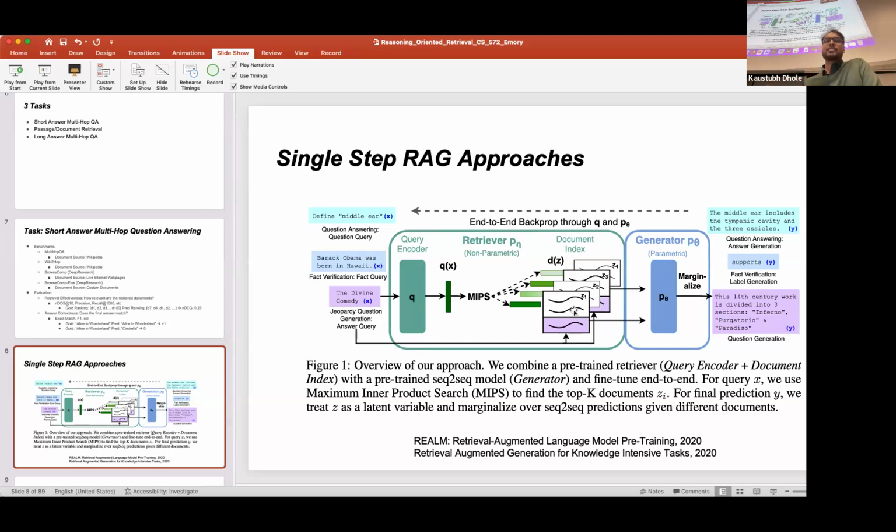So people generally do this at multiple episodes. Basically, after 10 or 20 epochs of training the generator, they go back and update the document indices. So there is a little bit of lag, but essentially, this is how a typical single-step RAG approach is trained. Now, you could see this is still restricted to very simple queries, which require a single step of retrieval. But sometimes we want to scale this to more complex retrieval tasks, and that is what we're going to look at today.